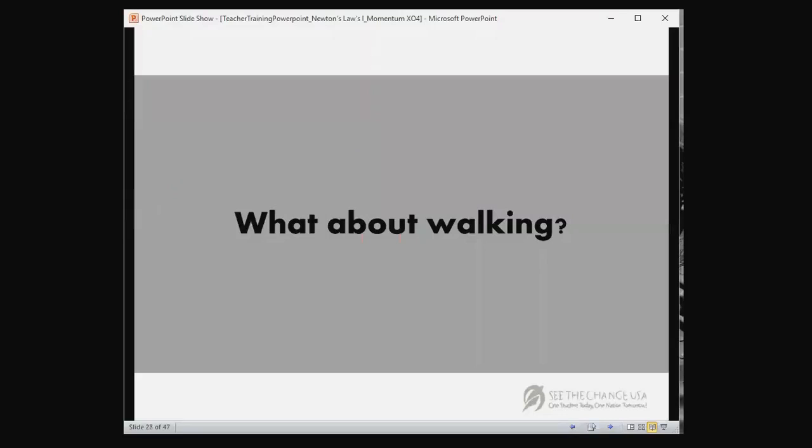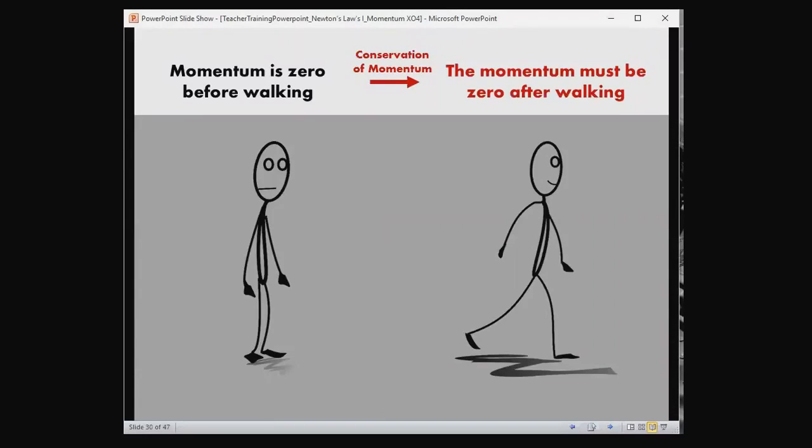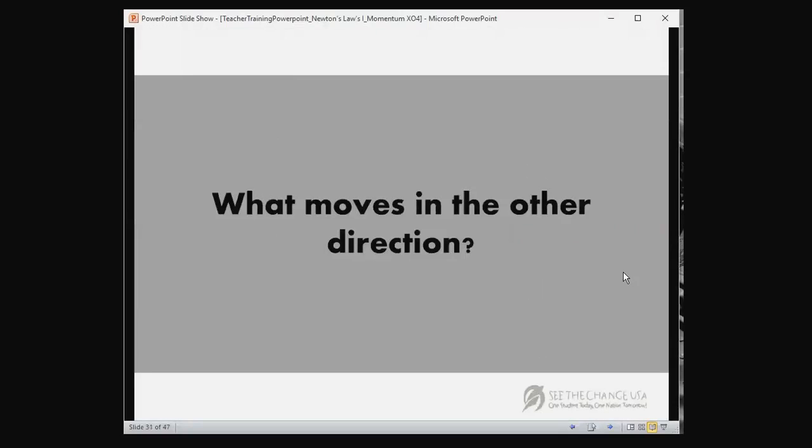So now what about walking? This is a very interesting topic. Here you have a man who's just standing there. He's not moving, so his momentum is 0. And then according to the conservation of momentum, the total momentum must be 0 after he starts walking. So if the man is moving with a momentum going this way, the question is, what moves in the other direction?